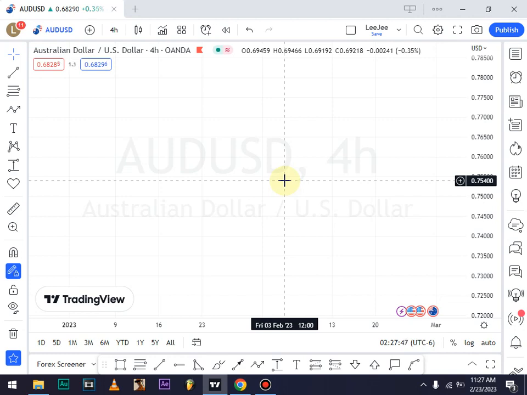Okay, so let's get started, guys. So first things first, let's now talk about the double top and the double bottom.